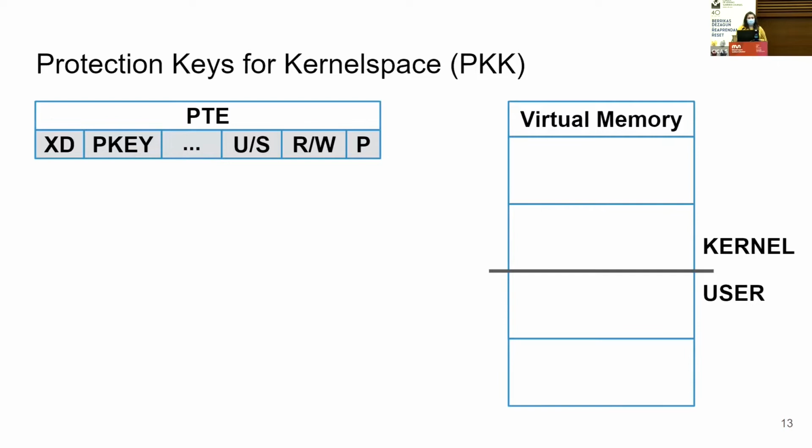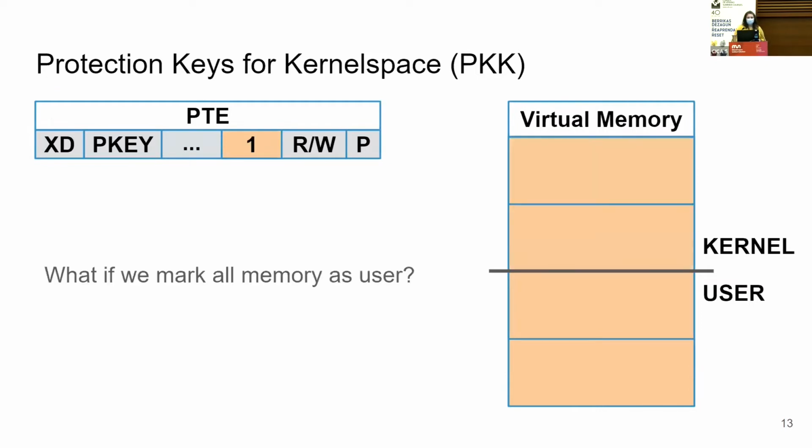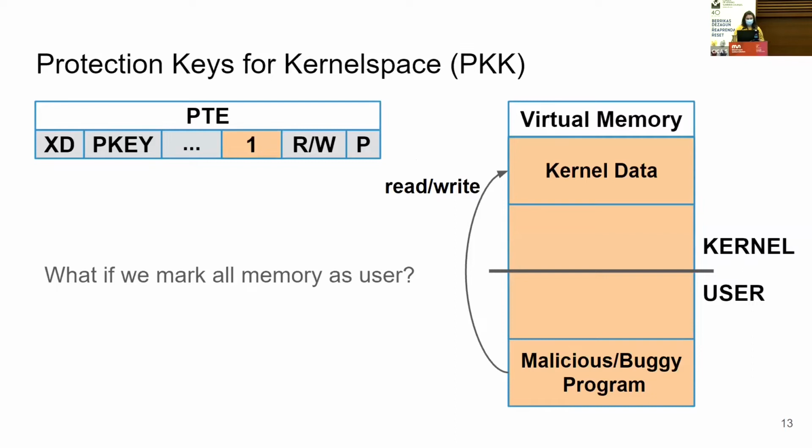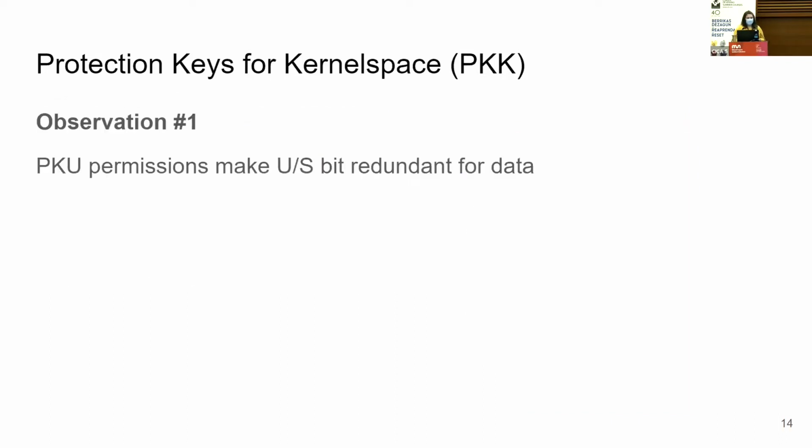So, as I said earlier, protection keys for user space apply to user pages. That means pages that have the US flag set in their respective page table entry. So why don't we just mark all memory as user? Then that would solve the problem, right? Well, yes, but then a malicious or buggy program could access, read and corrupt kernel data, which leads to the first observation, that PKU permissions make the US bit redundant for data.